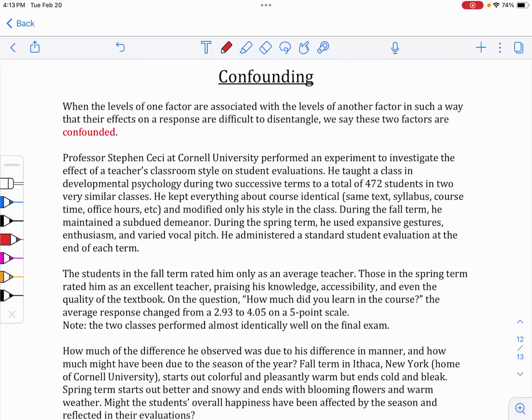Just anywhere, not just this happened to be conducted in Ithaca, New York, but in general, Wyoming's a good example. Season, right? The fall starts out happy and beautiful and nice and ends cold and wintry. Spring starts the opposite. It starts horrible and wintry and ends into summer, right? So season is a confounding variable.